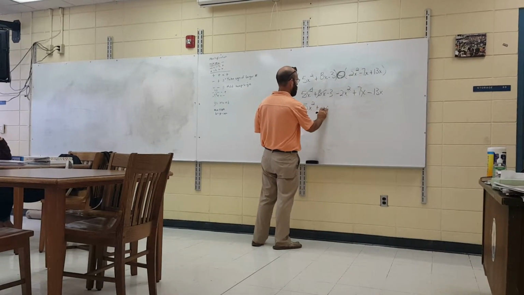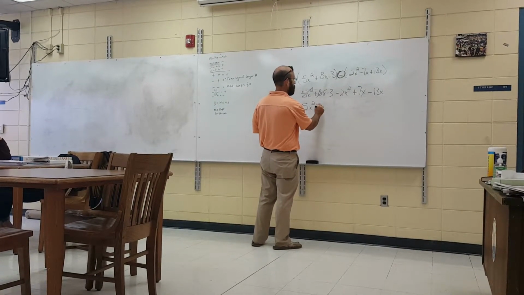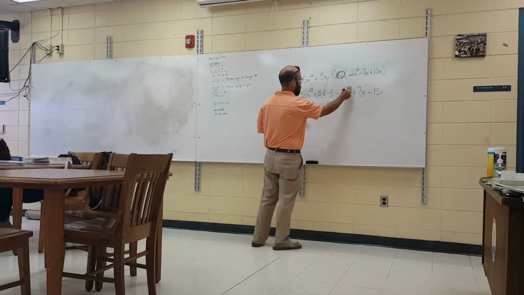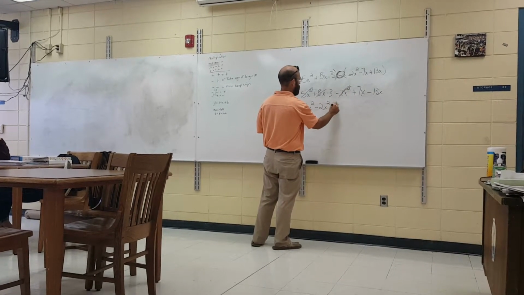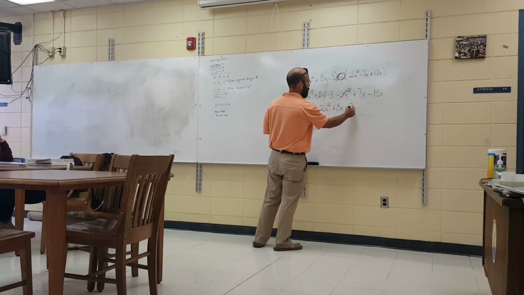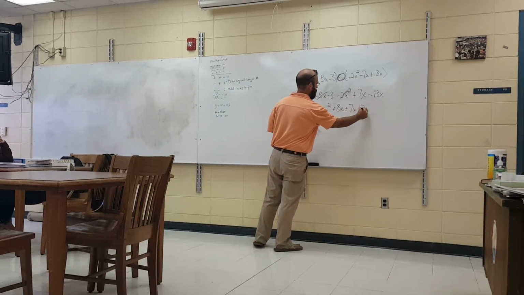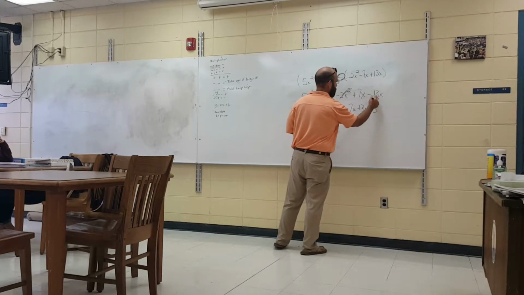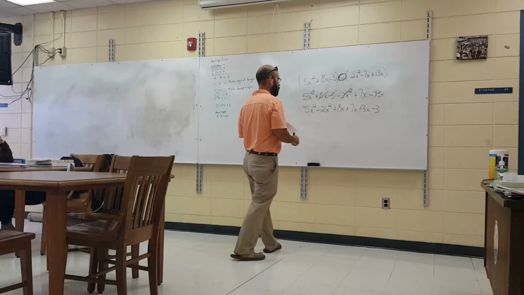and we gotta put them together, don't we? Minus 2x, let's put them together. Mark that out. Plus 8x. Keep me straight, class, keep me straight. Plus 7x minus 13x minus 3. All right, that is rewritten.